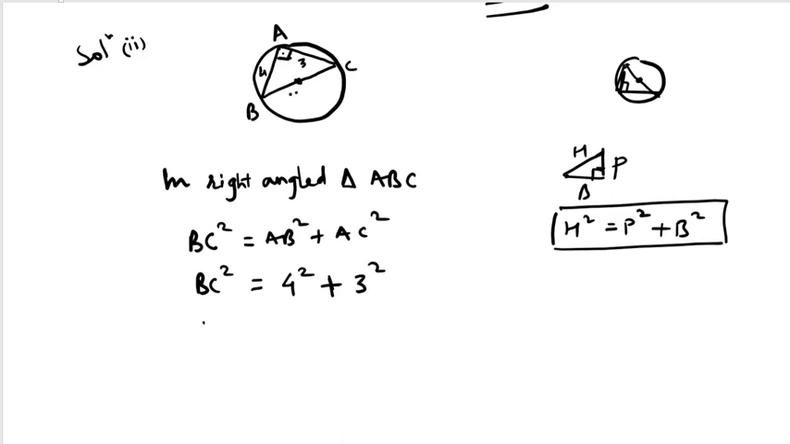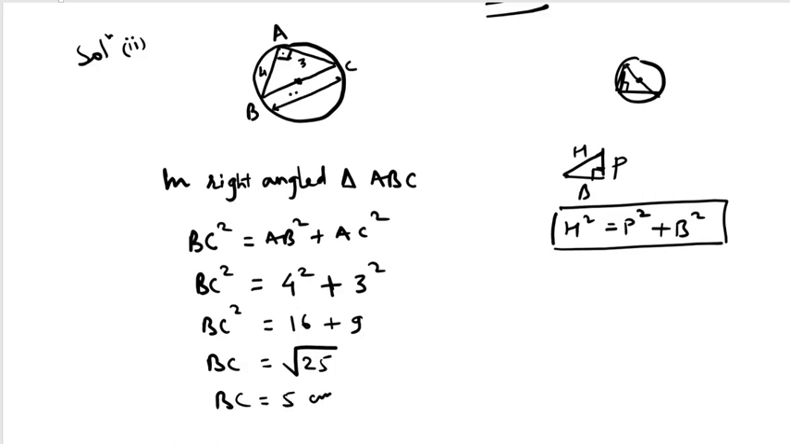Alright, then this will be your BC square. 4 square is 16, 3 square is 9. So what will be your BC? BC will be root under 25. And what is your root under 25? 5 centimeters. So how much is BC? From here to here, how much is it? 5 centimeters.